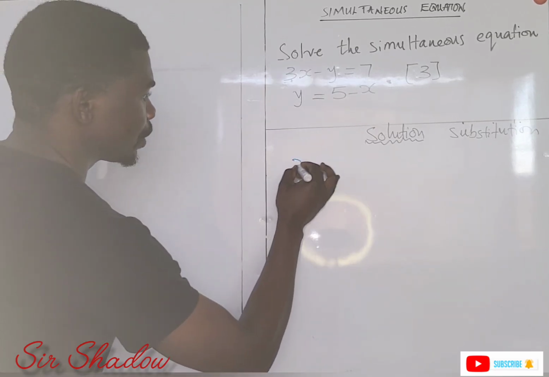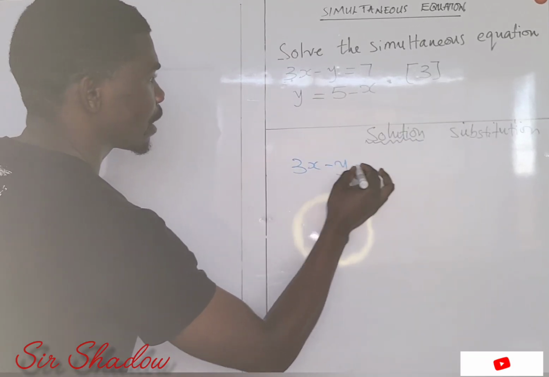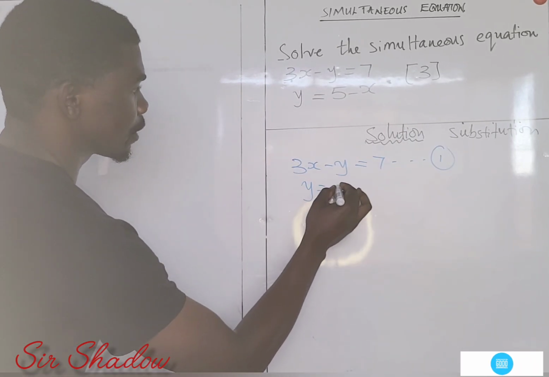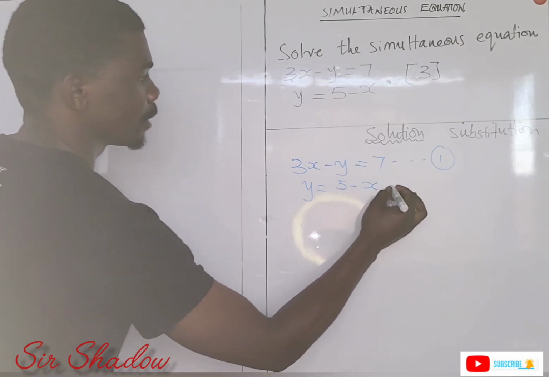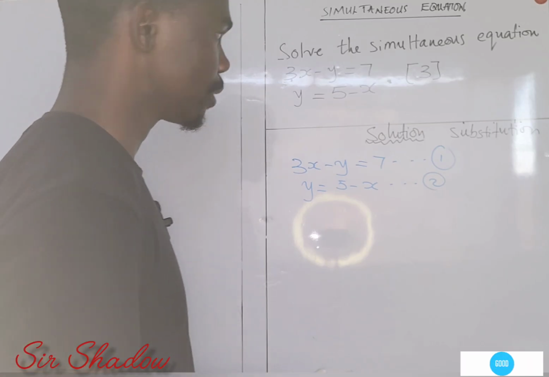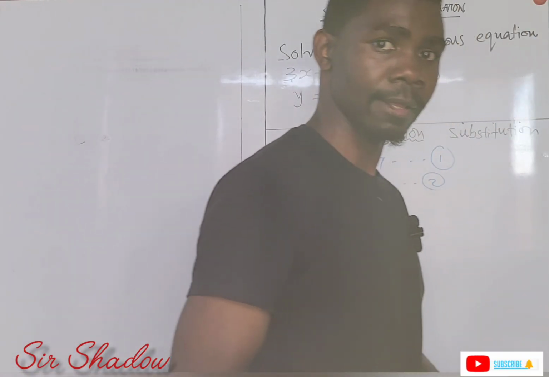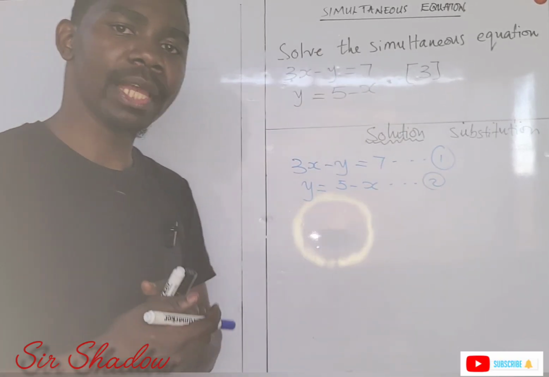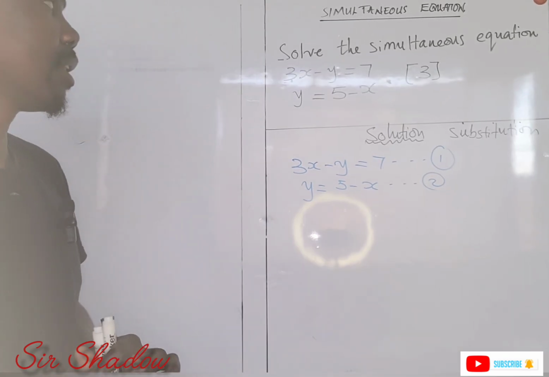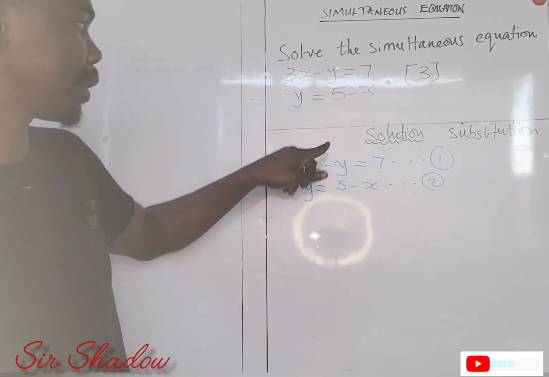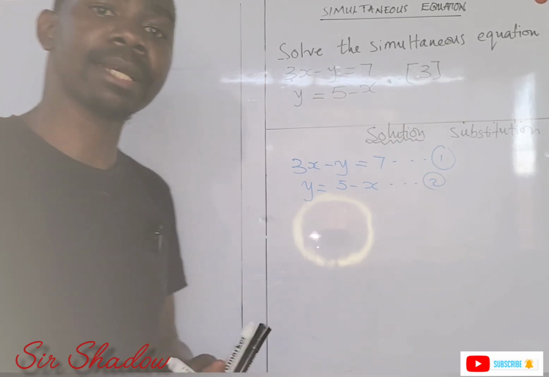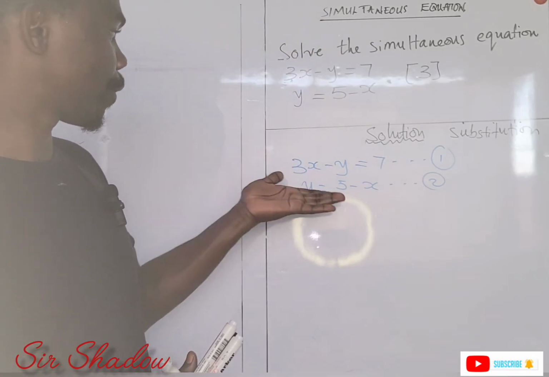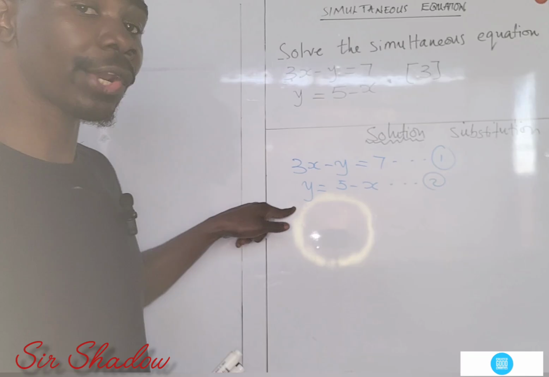So we're given the first equation, which is 3x minus y is equal to 7. Let me name my equations: this one is equation number 1. Then y is equal to 5 minus x, equation number 2. When you want to use the substitution method to solve simultaneous equations, make sure you make one of the letters, whether in equation number 1 or equation number 2, the subject of the formula. It's easier for us because in equation number 2, y is already the subject of the formula.